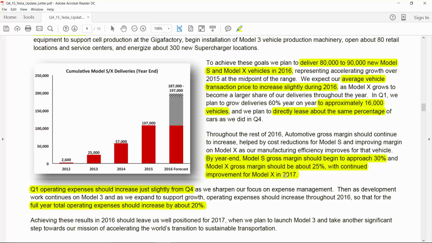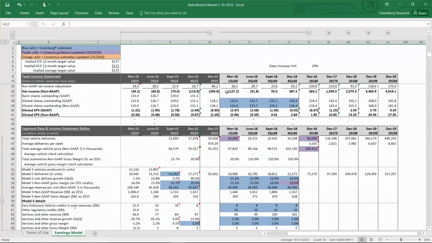One thing they didn't mention here but came up on the call, an analyst had asked where they expected to be on the gross margin front in about 18 months from now. And Elon Musk didn't want to answer the question, but he was basically saying that he hoped that both vehicles would be at about 30% gross margin at that point. So there's some really good points on gross margin. So we had to actually increase our estimates.